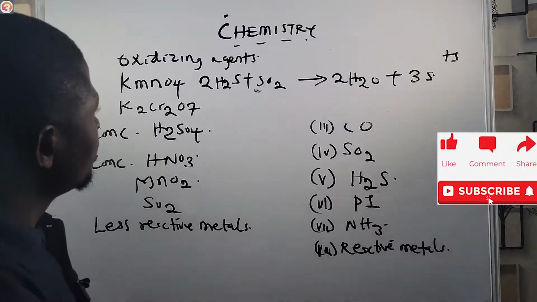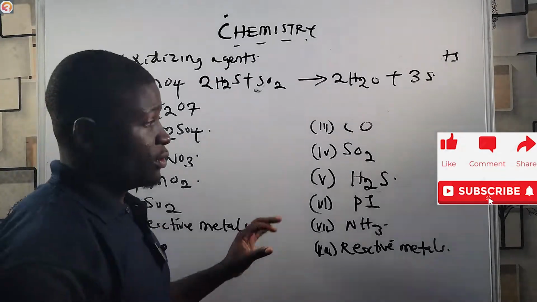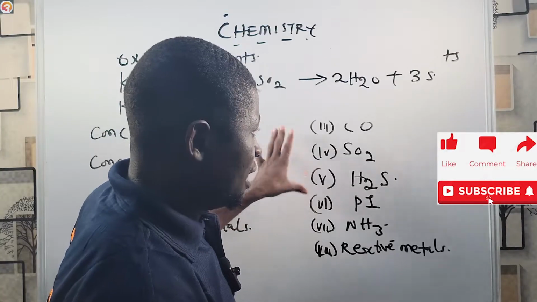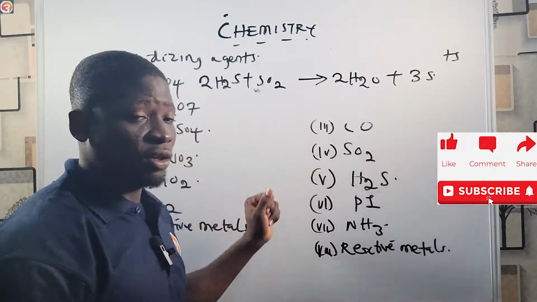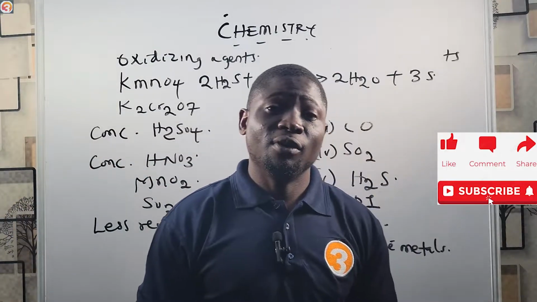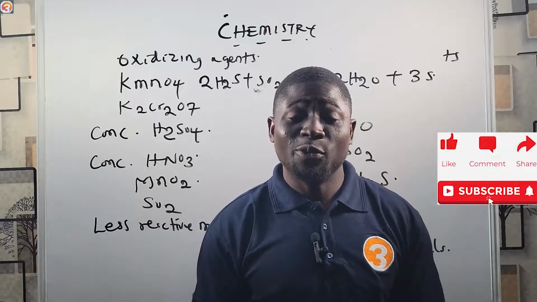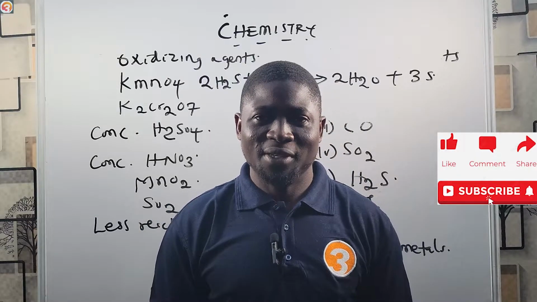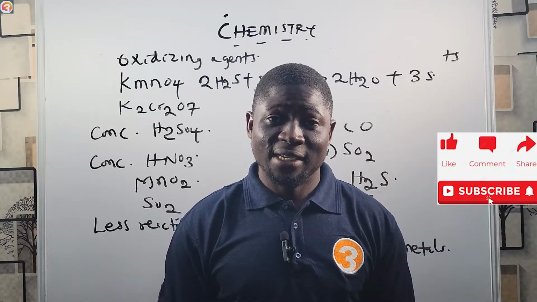So this is the test for reducing agent. We have seen examples of reducing and oxidizing agents also. This is the last part of this class on types of reactions. We are done with this topic, types of reaction. In the next class, we are going to a new topic. I would love to see you in that class. Thanks for watching.